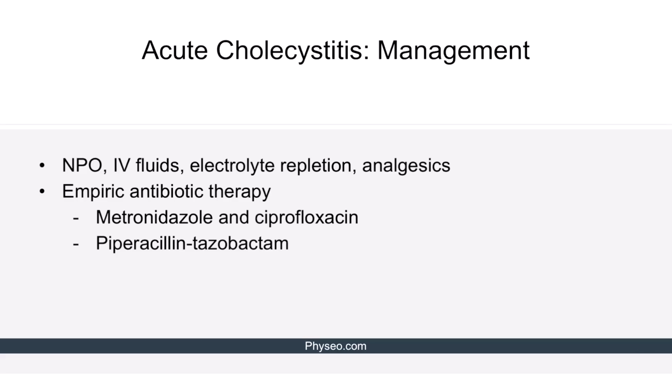Management of patients with acute cholecystitis starts with supportive care and empiric antibiotic therapy. Supportive care includes NPO, or nil per os, meaning nothing by mouth, IV fluids, electrolyte repletion, and analgesic therapy. Empiric antibiotic therapy with metronidazole and ciprofloxacin or piperacillin-tazobactam should be started as well.